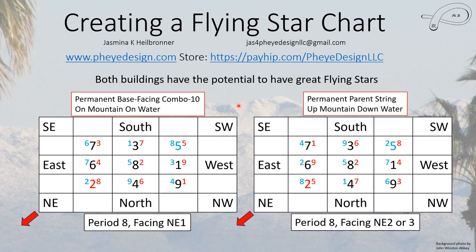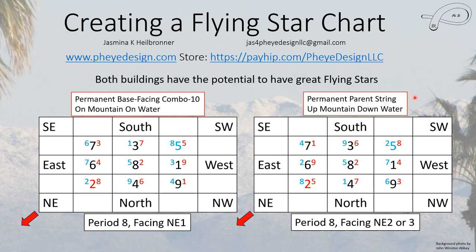So everything but the combo 10 requires you to have the right landforms in the right location. So the on mountain, on water needs a mountain in back, water in front. The up mountain, down water needs the reverse. It needs a mountain in front and water in back.